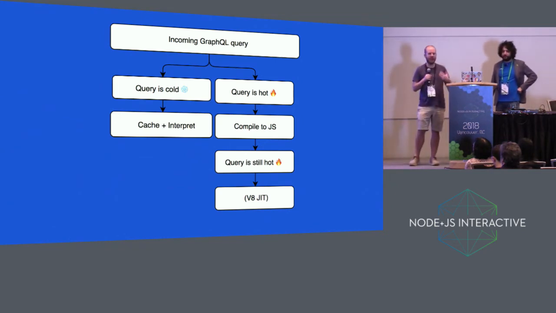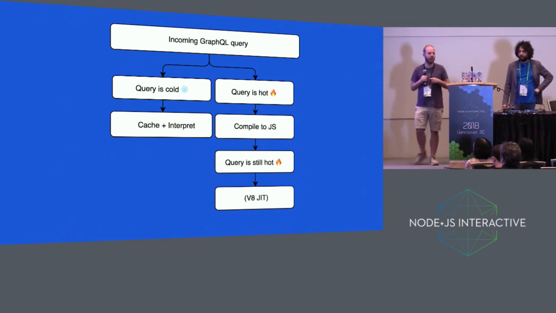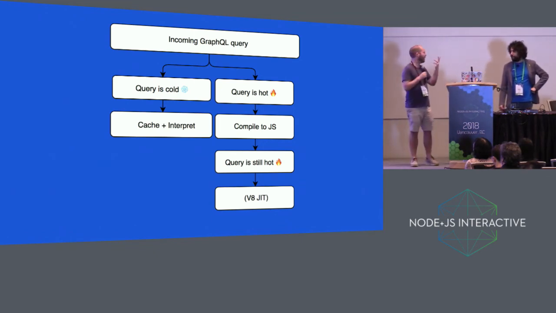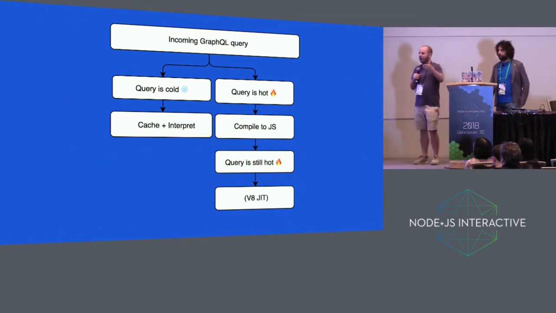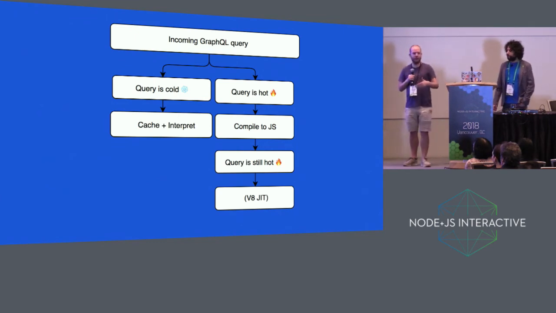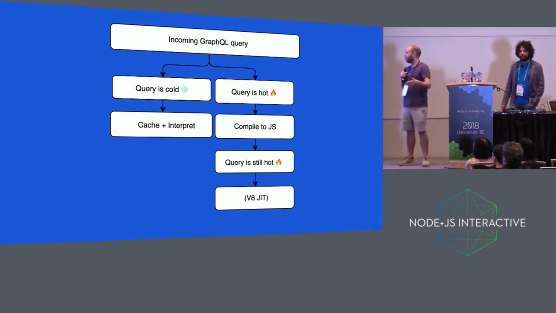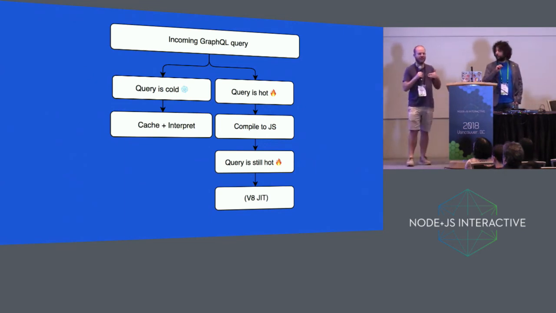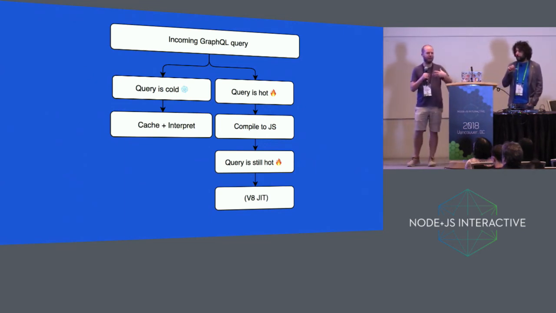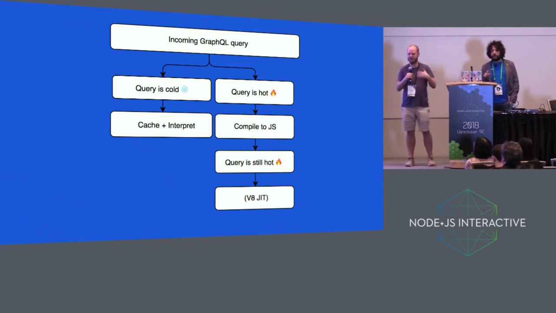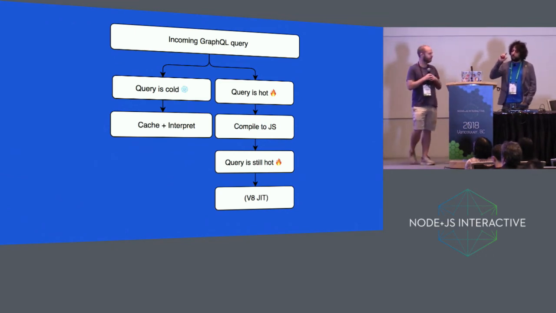If it's cold, we just apply our caching techniques. They're still really, really good, really fast, and kind of a no-brainer. But if they're hot, we do something interesting. We take the query and compile it on the fly to JavaScript. This JavaScript is basically similar to what you would write if you were writing the validation of queries by hand. So, pretty straightforward JavaScript.